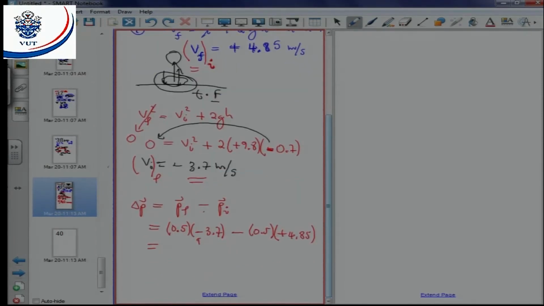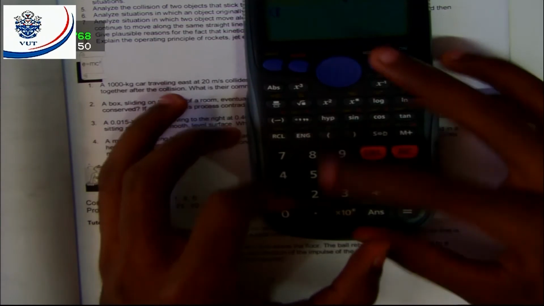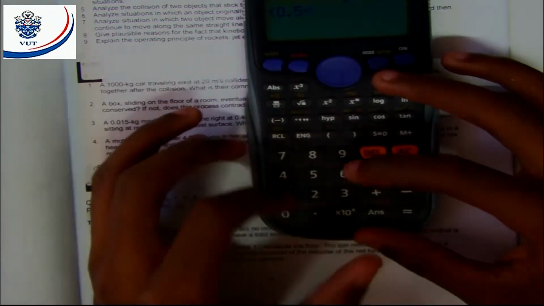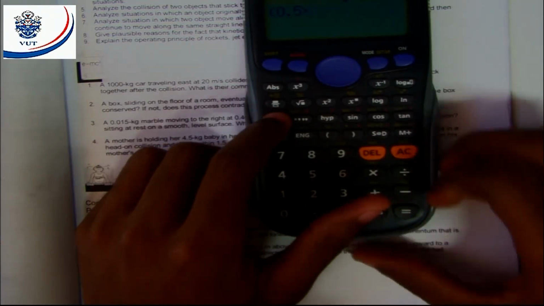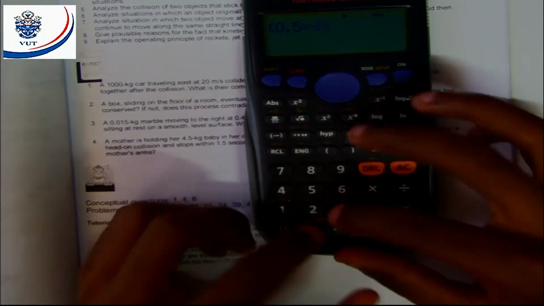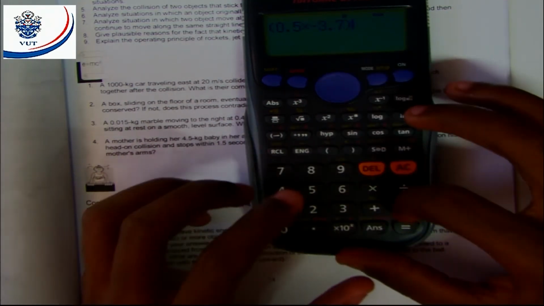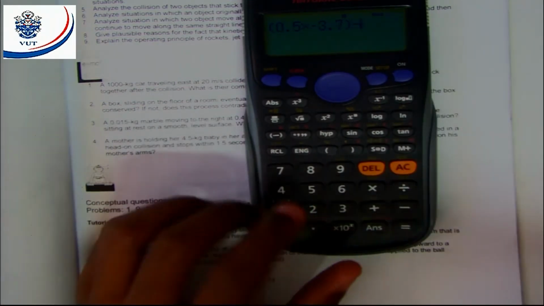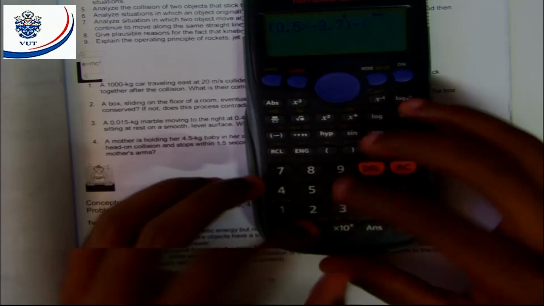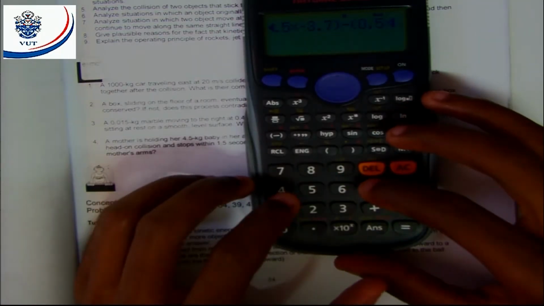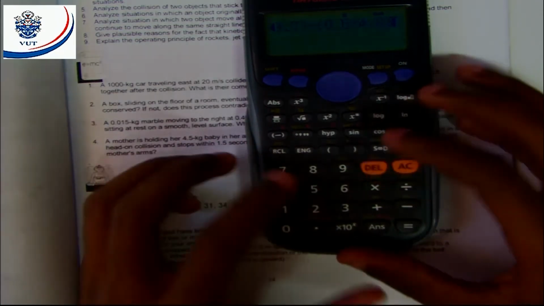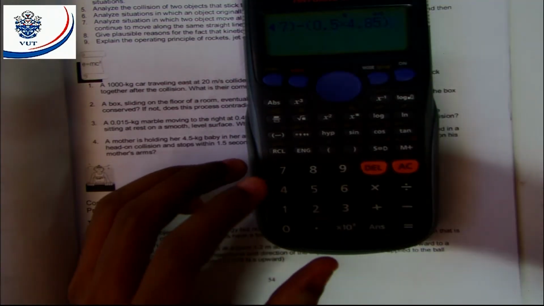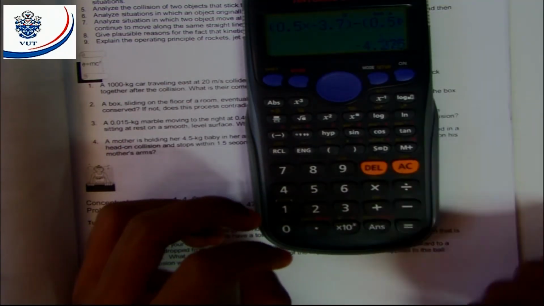Now let's plug it in. We have 0.5 multiplied by negative 3.7. If you have a negative, you use this negative and not this one. So times negative 3.7, close the bracket, and then this minus is for the sign in between, and then 0.5 times 4.85. This was the positive, so I won't put a plus there, I'll just leave it as that, and the final answer is negative.